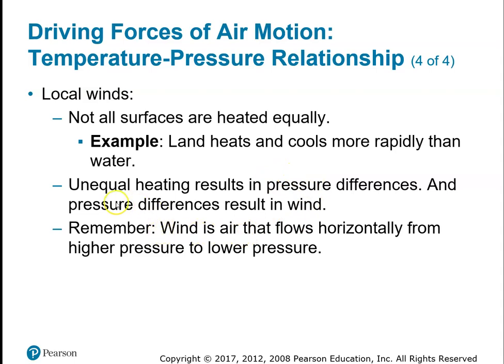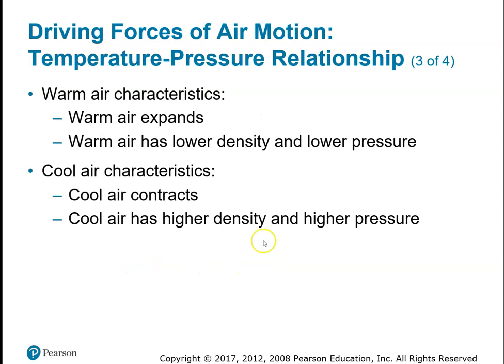All right. So unequal heating results in pressure difference, and the pressure difference results in wind. Wind is air that flows horizontally, and it always goes from high pressure to low pressure. Okay, so keep that in mind. High pressure to low pressure. High pressure when the air is cooler. Low pressure when the air is warmer, right? Because warmer, it's spread out more. Cooler, it can contract, the air molecules can get closer, and so therefore that's higher pressure.